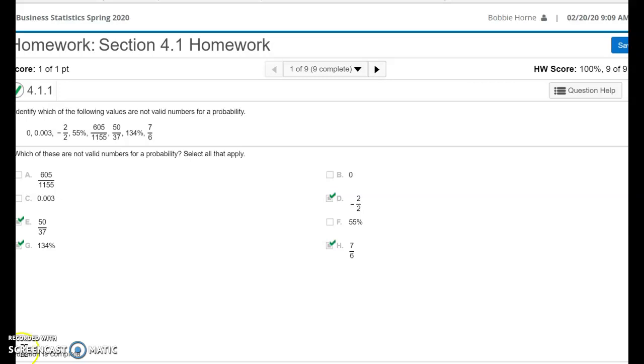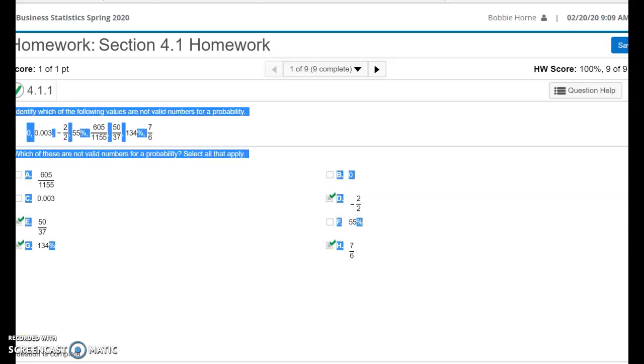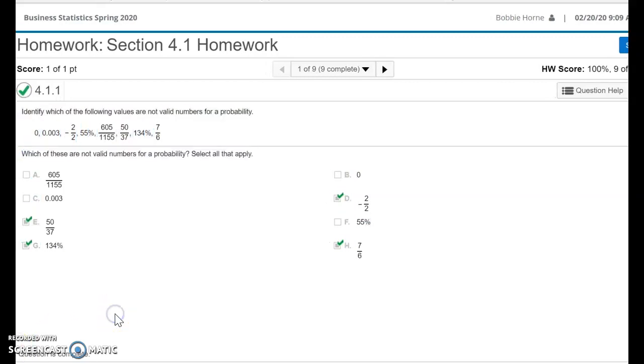Okay, we're going to look at section 4.1 homework. So the first question is asking to select the values that are not valid for a probability. Remember that a probability can be any number from 0 to 1. It can't be greater than 1, any decimal, or any percent from 0% to 100%. It cannot be a negative value, and it cannot be greater than 1 or 100%.